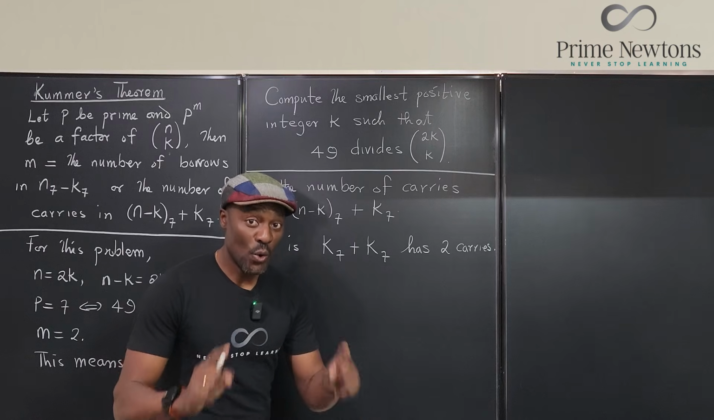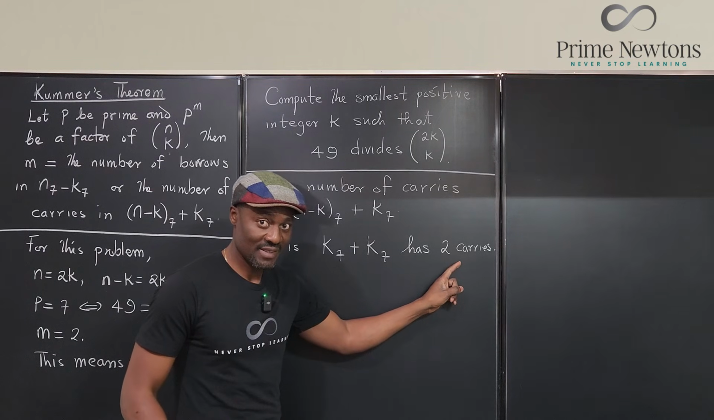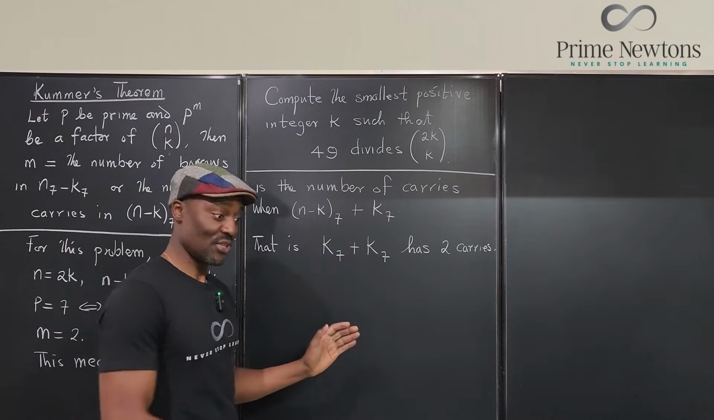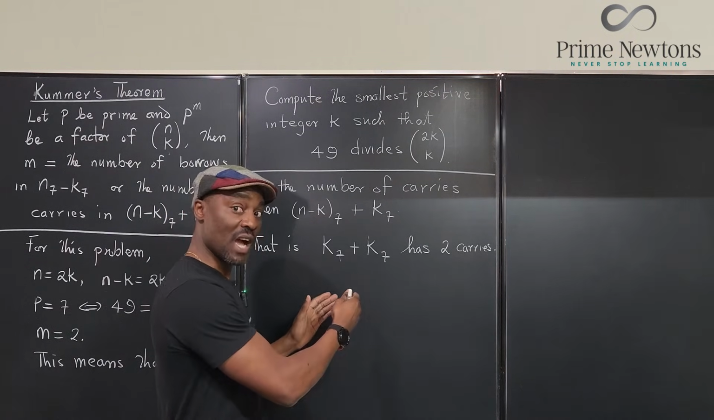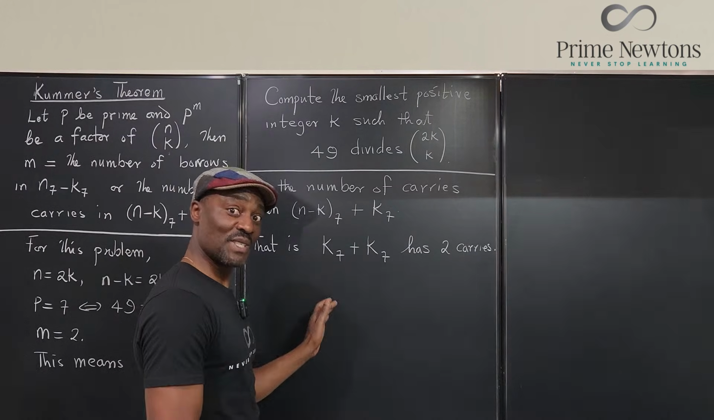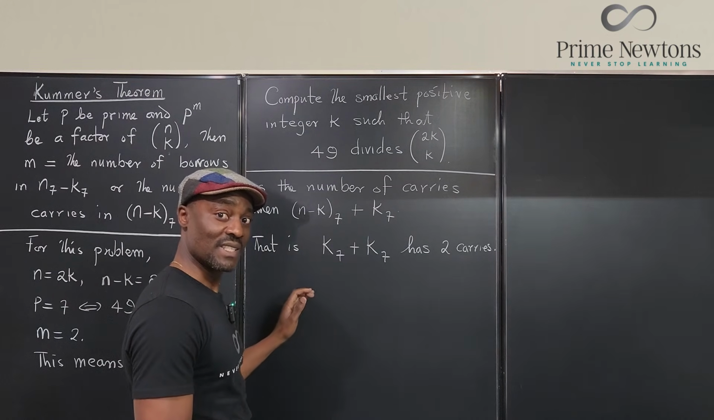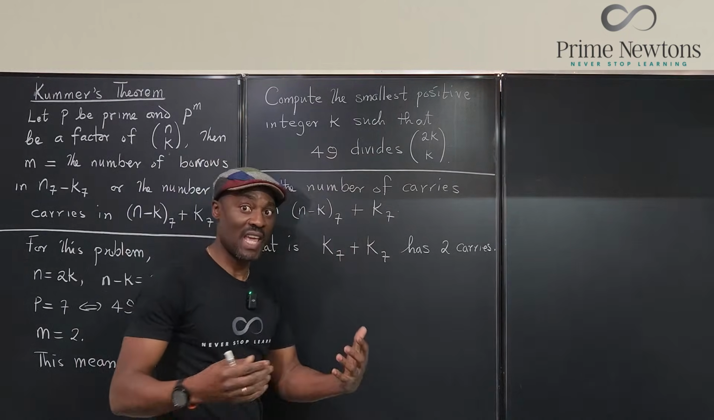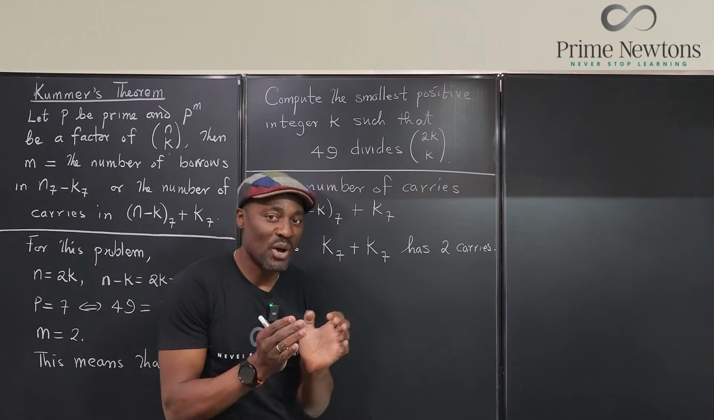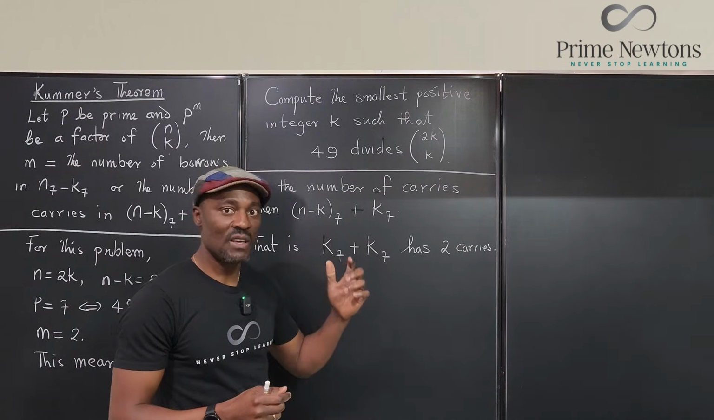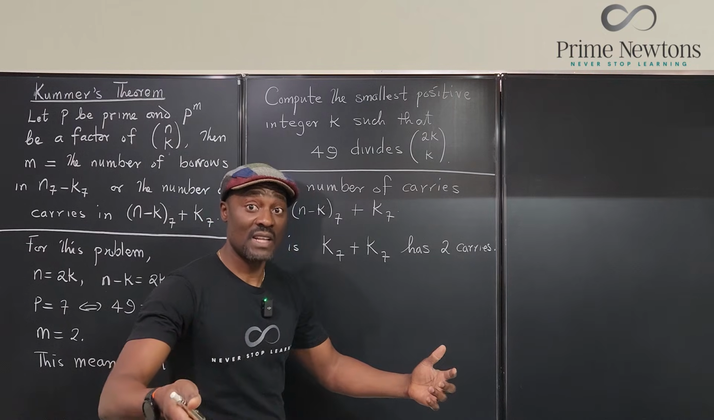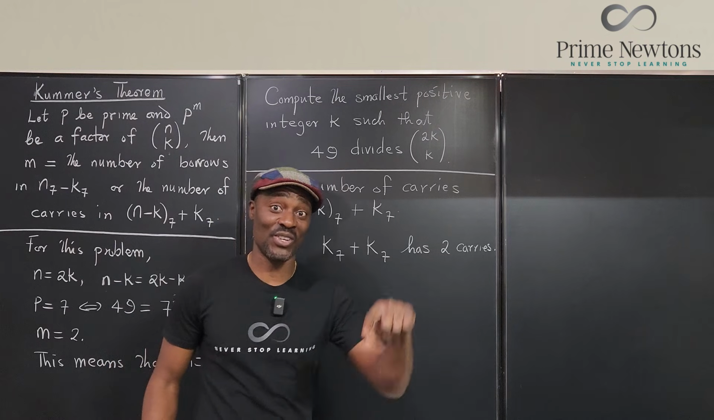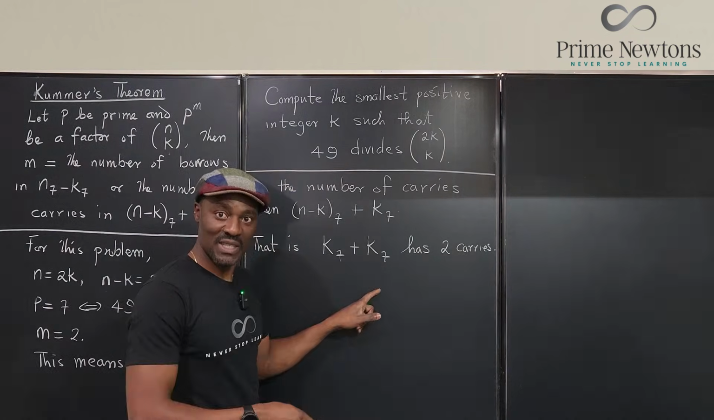Now, in order to have 2 carries, you must have more than 2 digits, because if you have to carry 2 times, it means there has to be a 3rd digit or a 4th digit or a 5th digit. But the question says compute the smallest positive integer k. So we're going to go as small as possible and say the number we're looking for has 3 digits. If we don't get an answer, then we can move to 4 digits. But because we're looking for the smallest positive integer k, we have to stick to 3 digits. Okay?